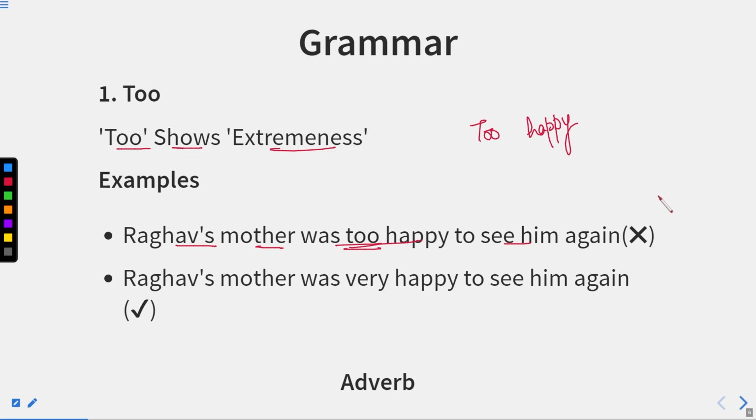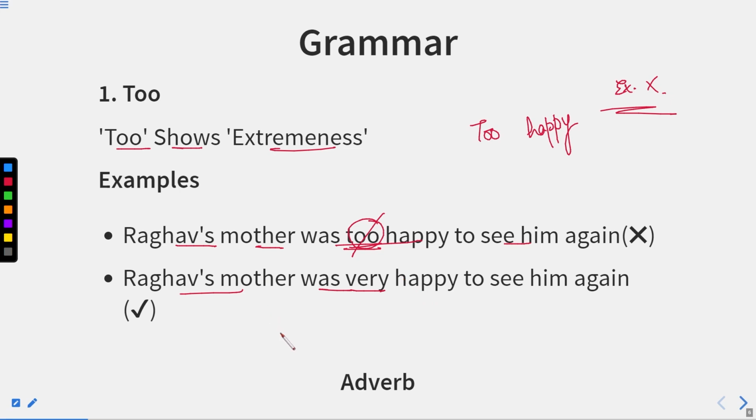But if I say too happy, that will show the extremeness of something, and we know well that extremeness of something is not good. We have already learned this proverb. But according to the sense of the sentence, this does not make any sense. Therefore, this word too is incorrect over here. It should be replaced with very. So the correct sentence will be Raghav's mother was very happy to see him. Now, this is absolutely correct.